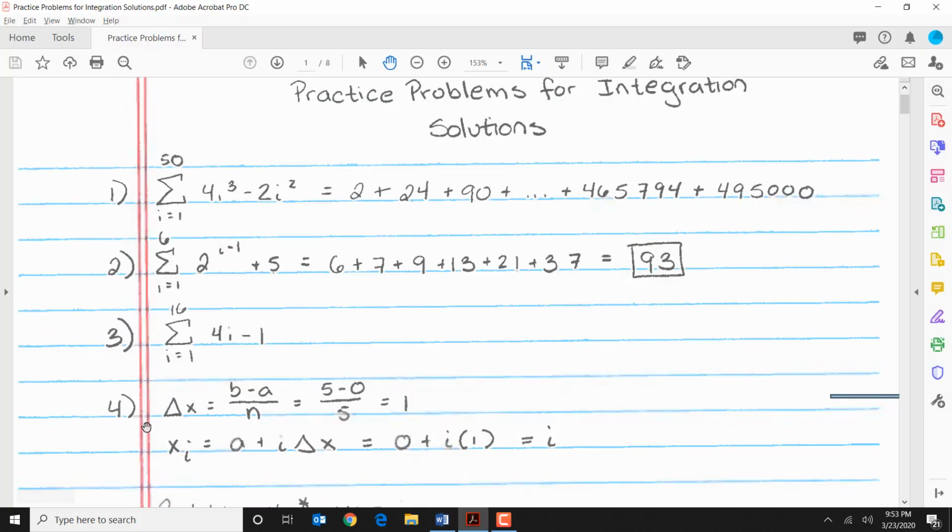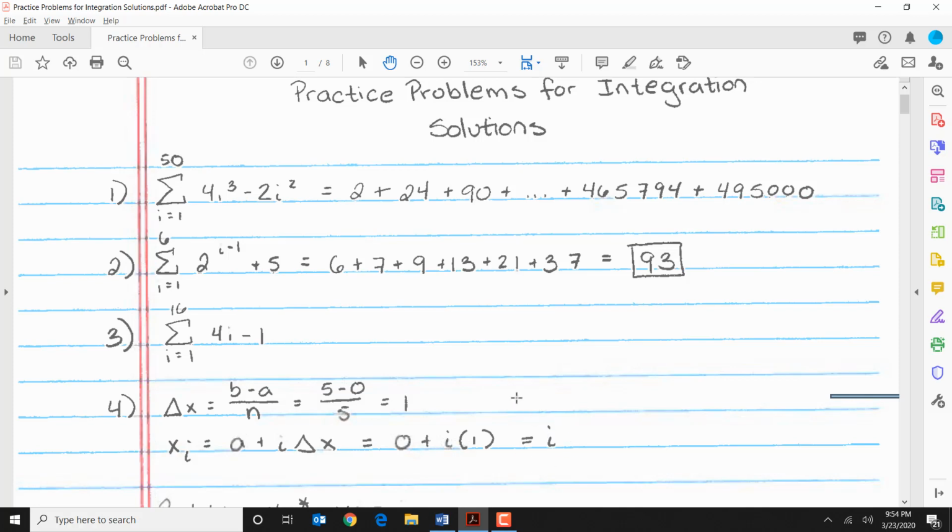All right, so the first thing we need is our delta x, our partition, which is b minus a over n. b is our larger endpoint, minus a is our smaller endpoint, over n is the number of rectangles we're going to have, which gives us a partition of 1. So now each xi is going to be a, our starting endpoint, plus however many i delta x's you have, right? Keep adding a partition. So a plus i delta x is going to be 0 plus i times 1, or just i.